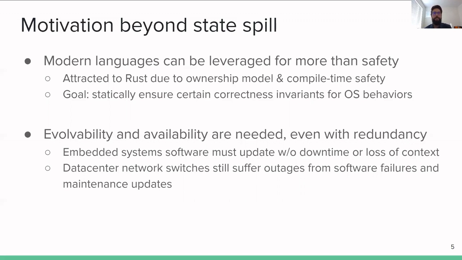In addition, we're further motivated by the two most important goals I previously mentioned, evolvability and availability, which require a lot of additional effort beyond just addressing state spill. These abilities are crucial in certain system software domains. For example, the embedded system software in spacecrafts like satellites, rovers, and probes, or in implanted biomedical devices like pacemakers, must be updated without any downtime or loss of context.